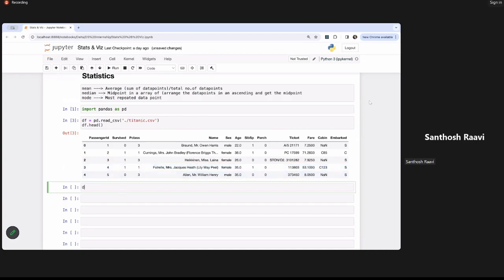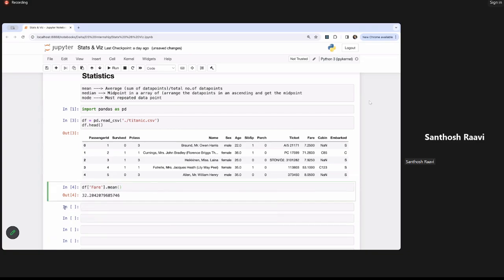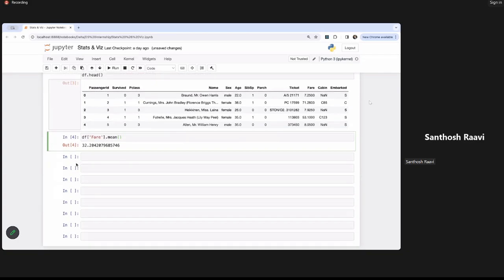See, if you want to calculate the mean fare, how will you do it? Just fetch that particular fare column dot mean function. Okay, so this is the average. What you get is the average fare, or average ticket value, here.